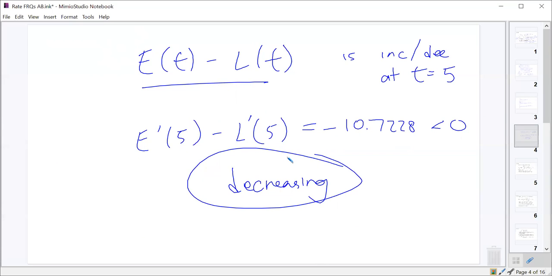And that was worth 2 points. 1 point if you made an attempt to do something with E prime and L prime of 5, and 1 point for the right answer with some sort of explanation. The derivative of it is negative, so it's decreasing.